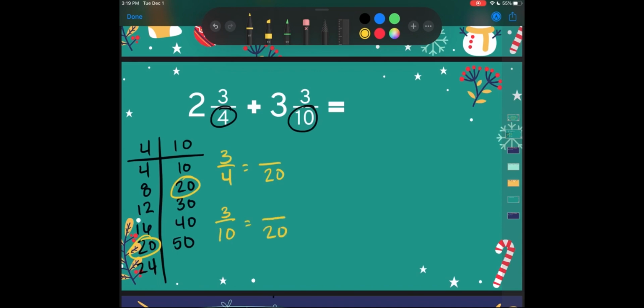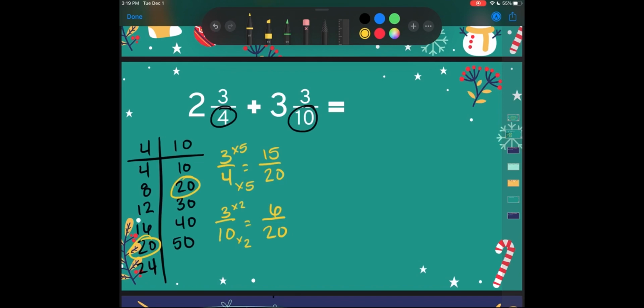So to go from 4 to 20, just like a normal addition and subtraction, I have to multiply by 5. So I'll do 3 times 5 to get my new numerator. Well, 3 times 5 is 15. So 3/4 is equal to 15/20. And the same thing for 3/10. To go from 10 to 20, we're going to multiply by 2. So we'll do 3 times 2 to get my new numerator, which is 6.